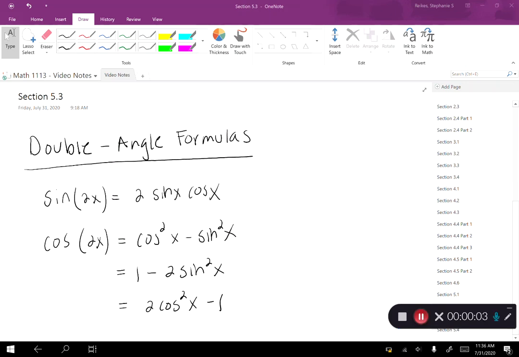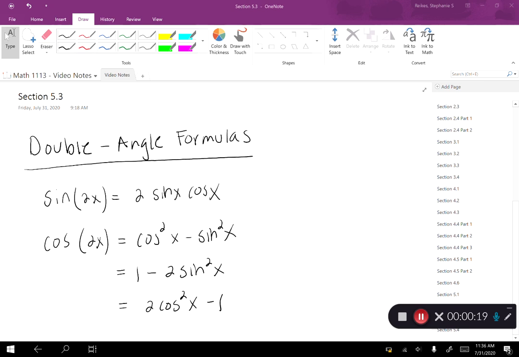Section 5.3 is about the double angle and half angle formulas. Again, the formulas in this section can be found on the formula sheet. You do not need to memorize these this semester. Let's start with the double angle formulas.